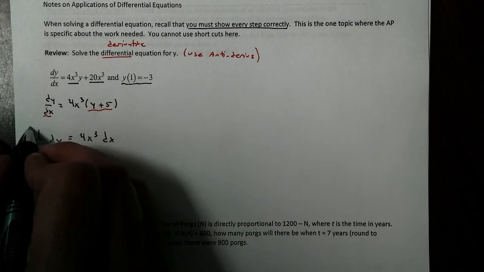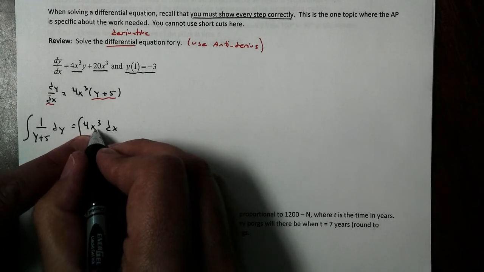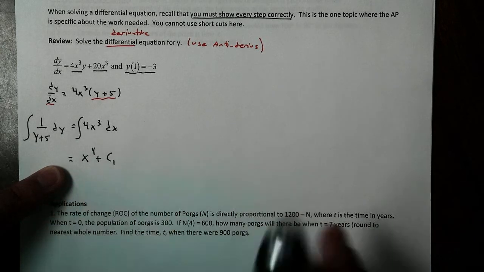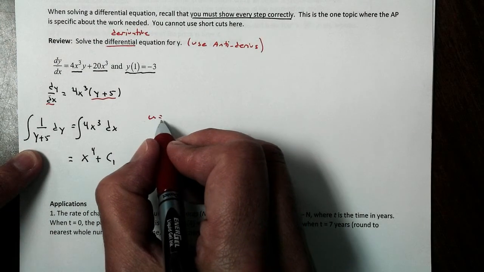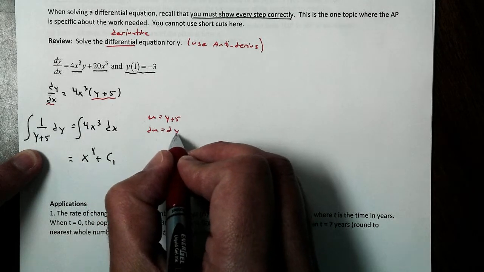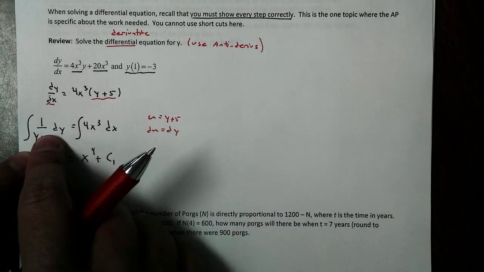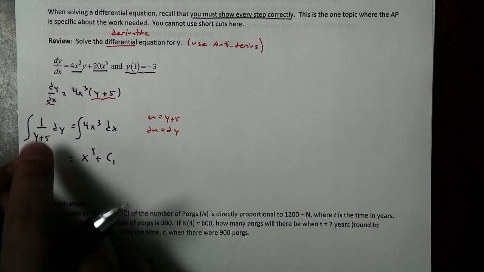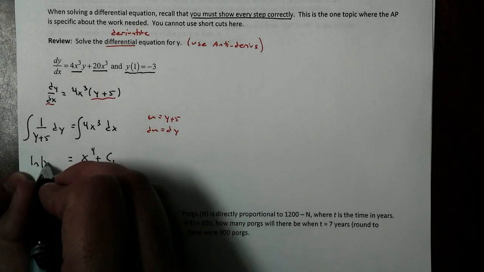When we now integrate both sides, the antiderivative of 4x cubed is pretty easy. This just becomes 4x to the 4th over 4, or x to the 4th. Don't forget your constant of integration, that plus c1. To integrate the 1 over y plus 5, we're going to use u substitution. U is y plus 5. Du is just dy, and that's nice. It means I'm not really going to multiply anything. So this becomes 1 over u. The antiderivative of 1 over u is natural log of u, and u is y plus 5, so we get natural log of the absolute value of y plus 5.